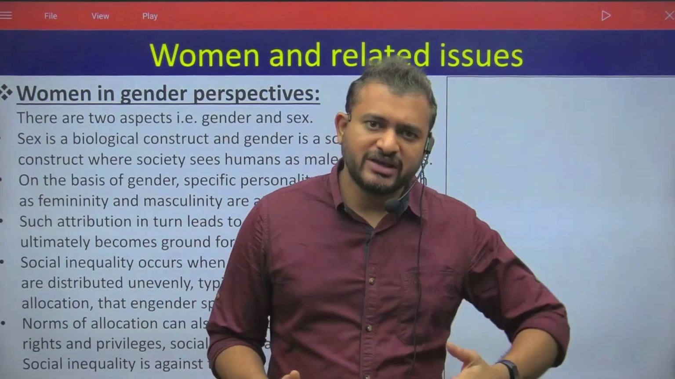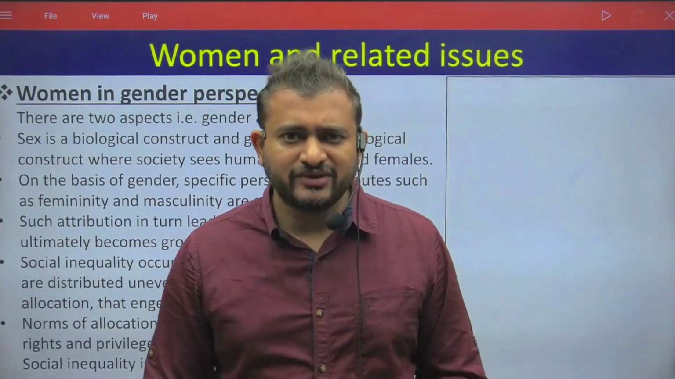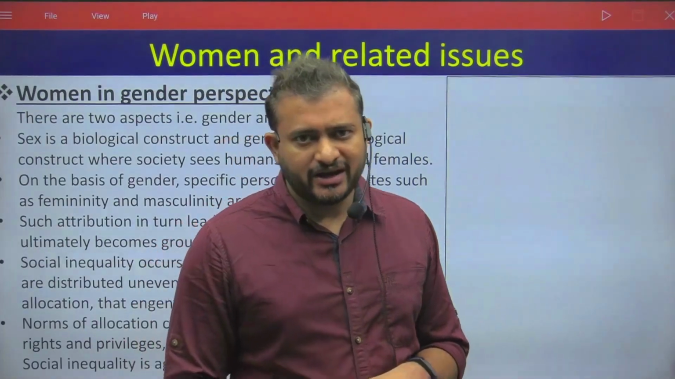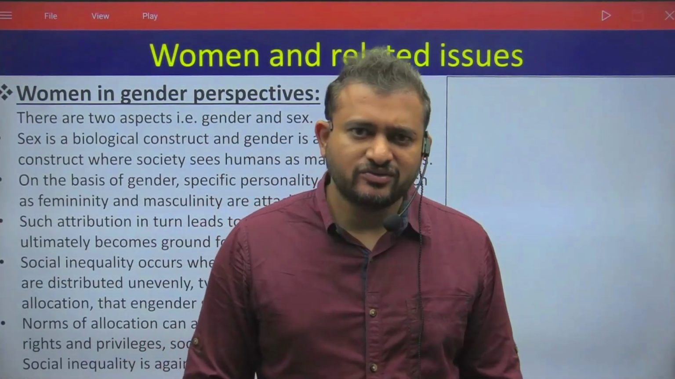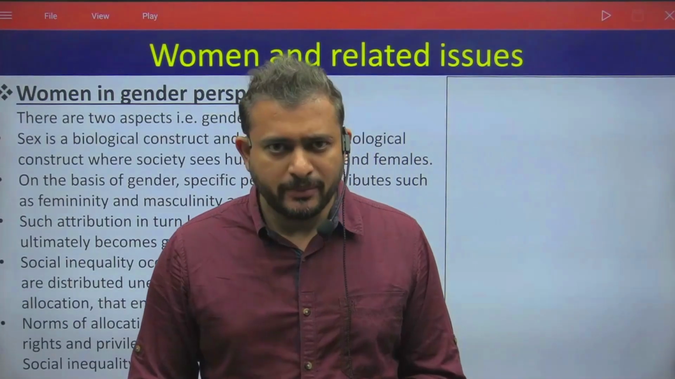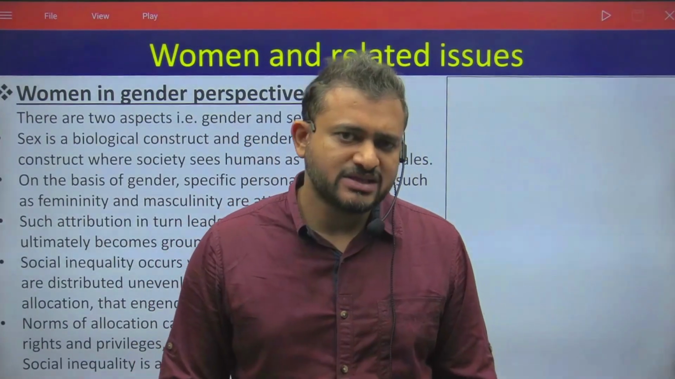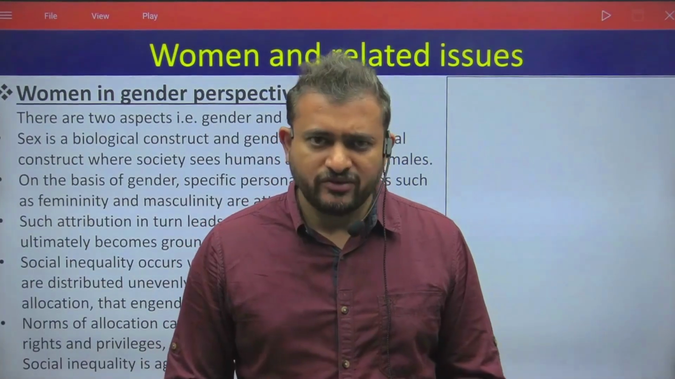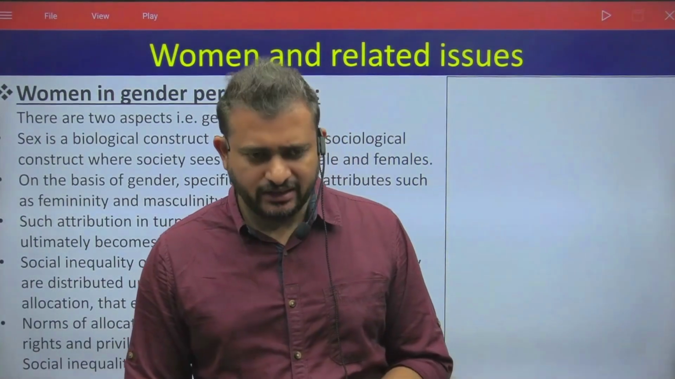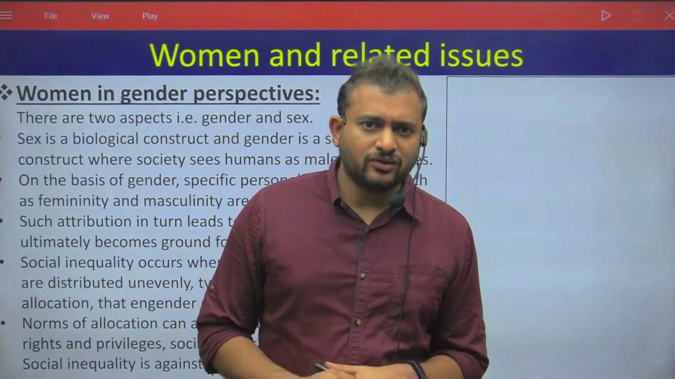According to lineage, lineage means how descendants will get their surname or their identity. So patrilineage means that descendants will carry the male's name, and matrilineal means that descendants will carry the female's surname or female identity. So so far we have discussed all these things.